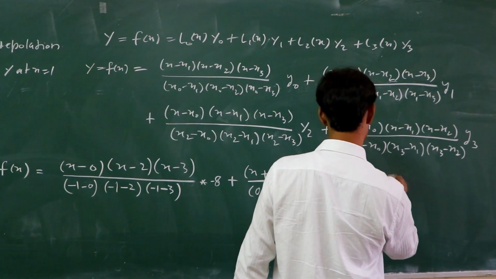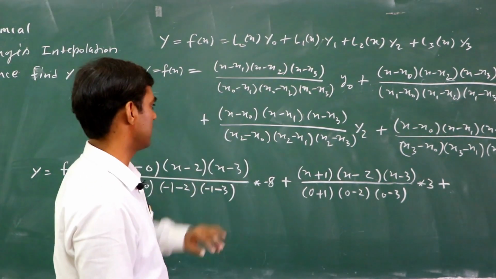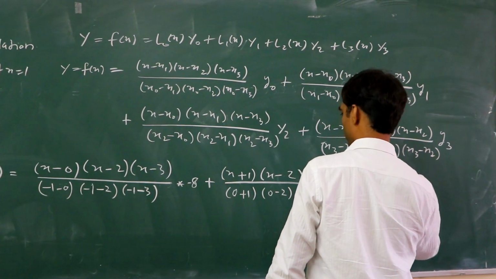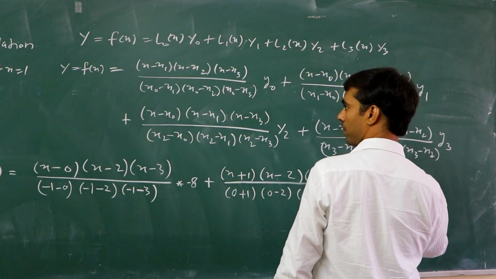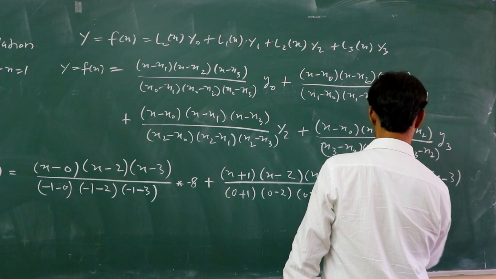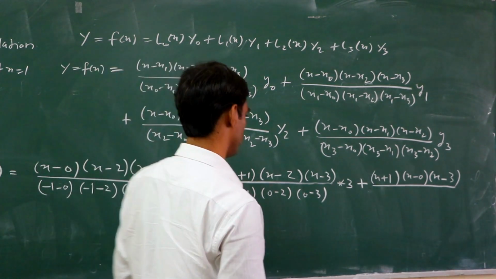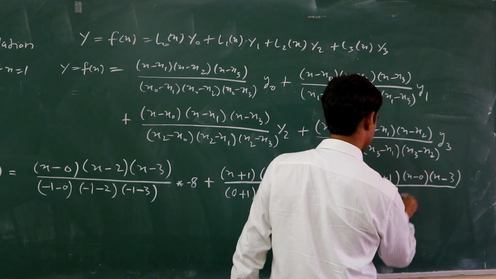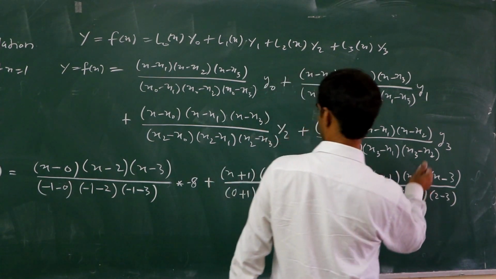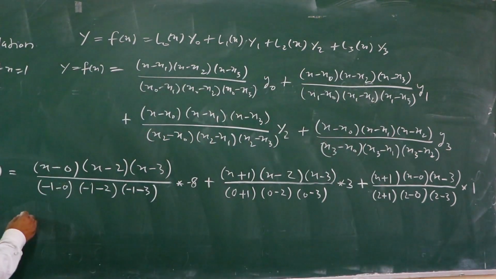And what is the third term? The third term is x minus x0, which means x plus 1, and x minus x1, that is x minus 0, and x minus x3, with x3 being 3, divided by x2 minus x0, which means with x2 equal to 2: (2 plus 1)(2 minus 0)(2 minus 3), multiplied by y2. And what is the value of y2? y2 is 1.